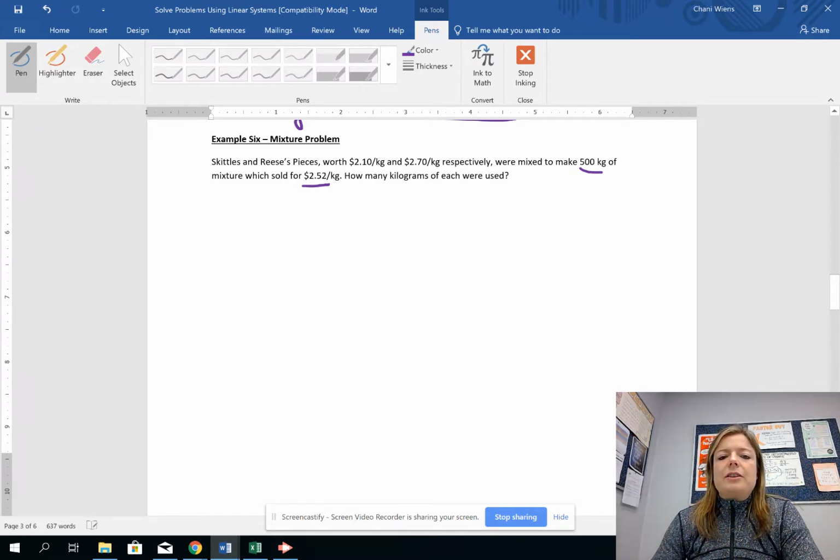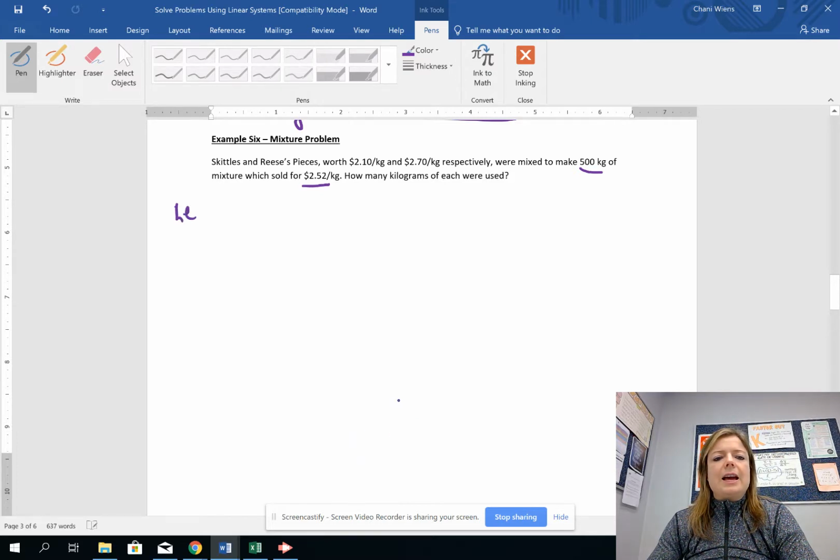Okay, so let's think logically again. What's halfway between 210 and 270? Well, they're 60 cents apart, so $2.40 would be the middle point between these two. Notice that it's selling for more than $2.40, so there must have been more of the expensive Reese's Pieces. All right, just to get you guys thinking about it.